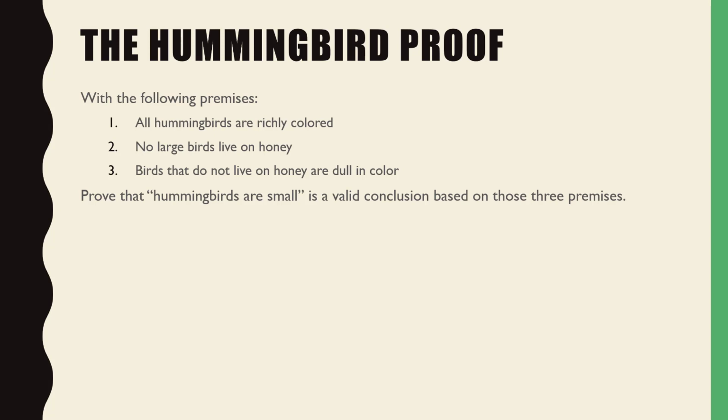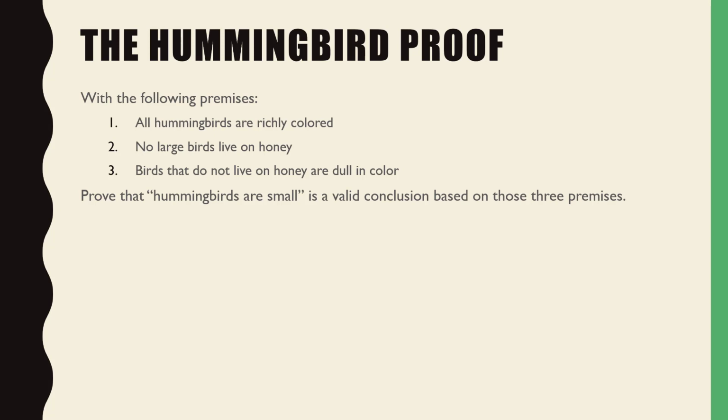All hummingbirds, these are the 3 premises, these are things we know to be true. All hummingbirds are richly colored. No large birds live on honey. Birds that do not live on honey are dull in color. Based on those 3 things, we want to prove that hummingbirds are small. That's a valid conclusion based on those 3 premises.